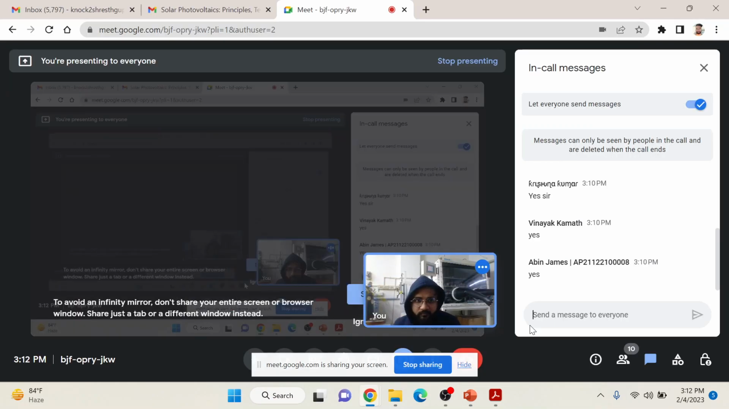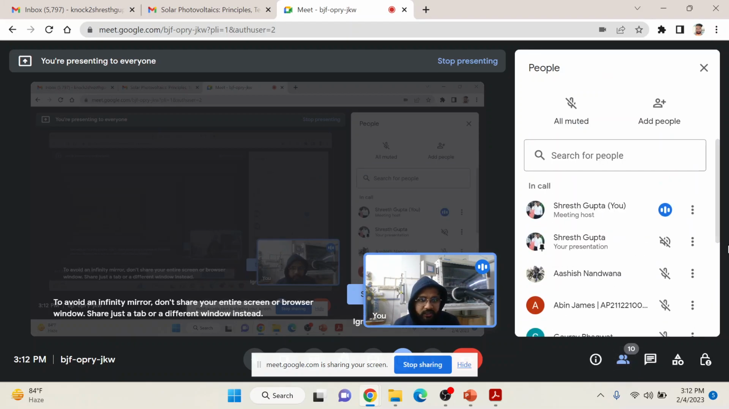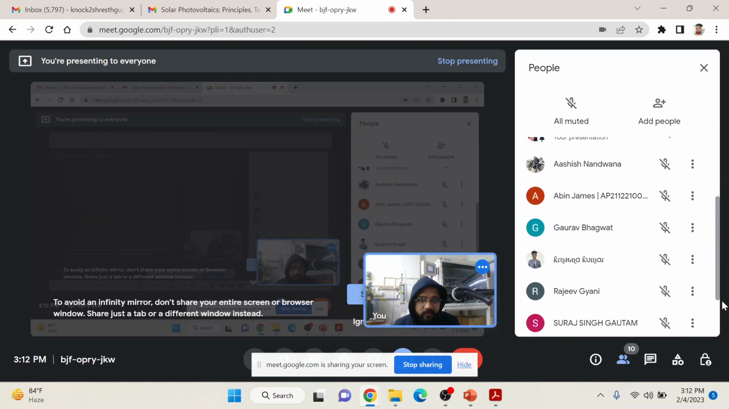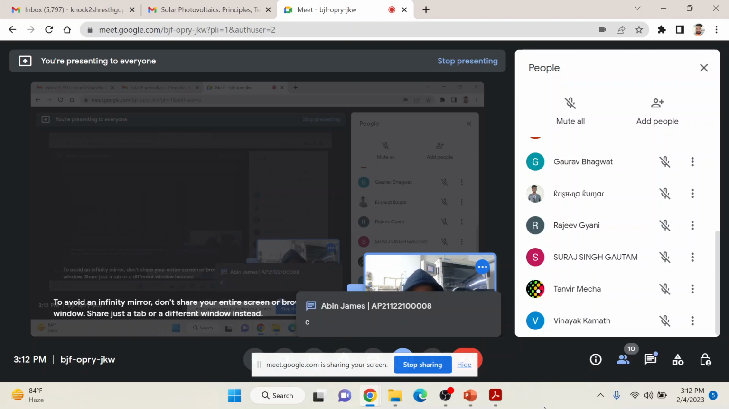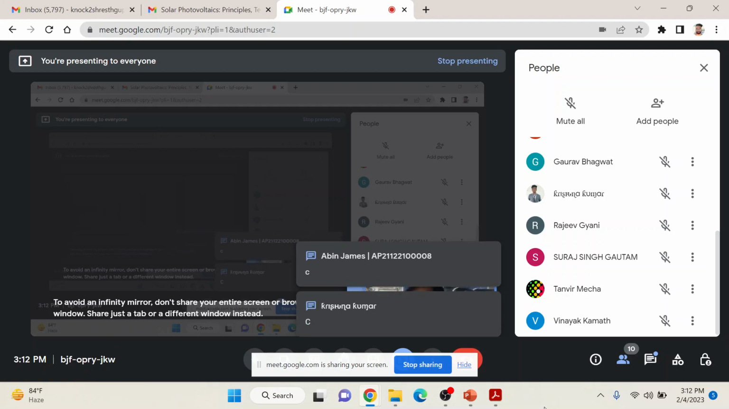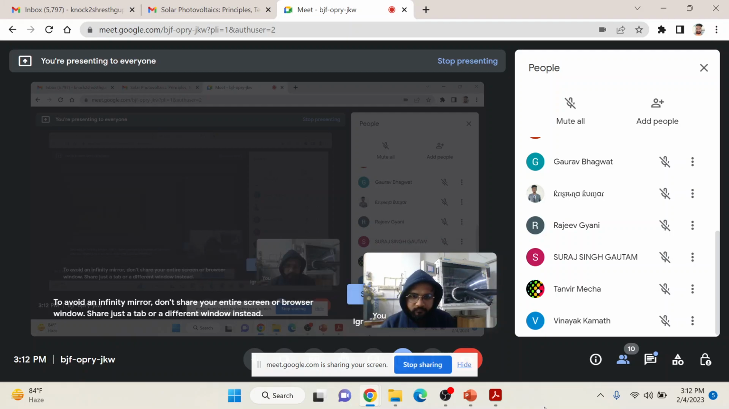Others? Ashish, Abin, Gaurav, Rajiv, Suraj, Tanveer, Vinayak. What do you think? What could be the right answer? Sir has taught this, right? You can type in the chat box. We need to make it very interactive. Okay, it seems like you guys have attended the classes very well.